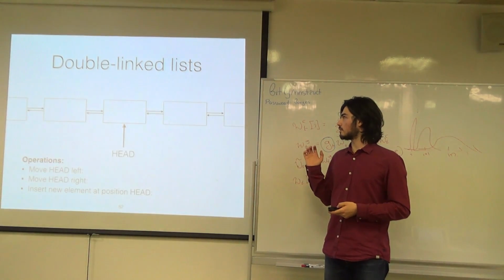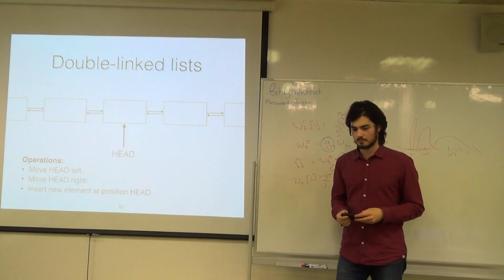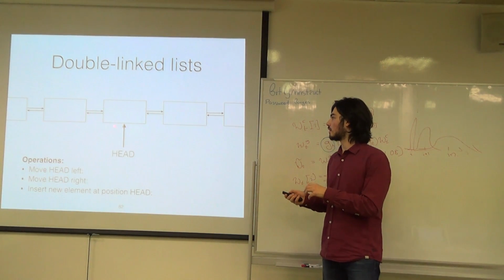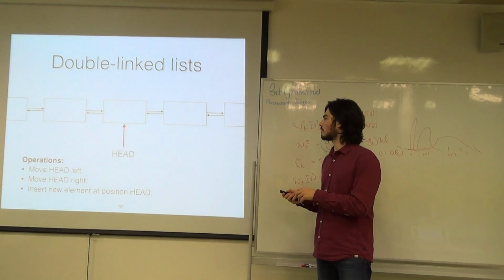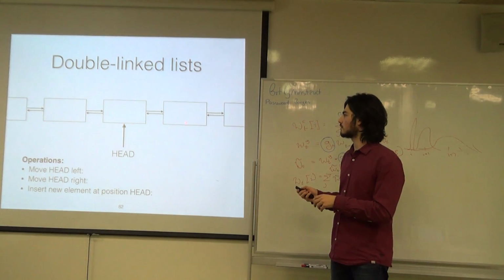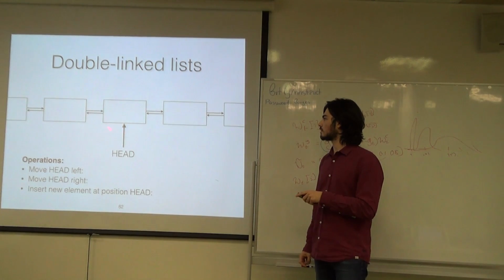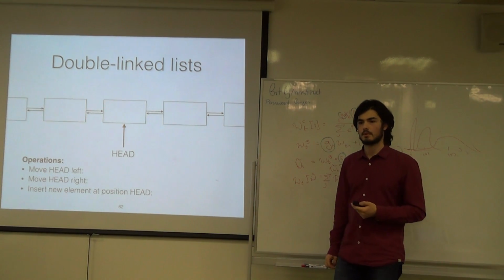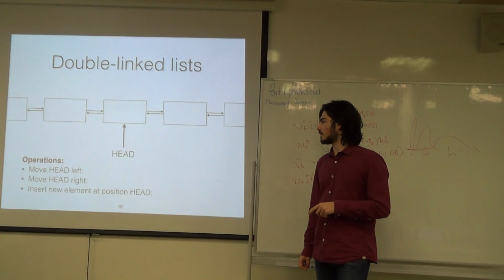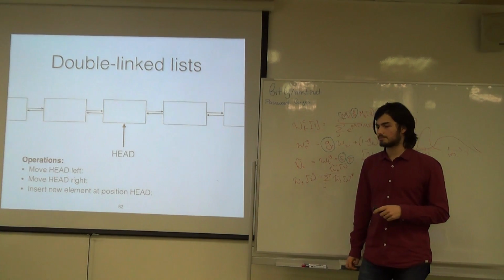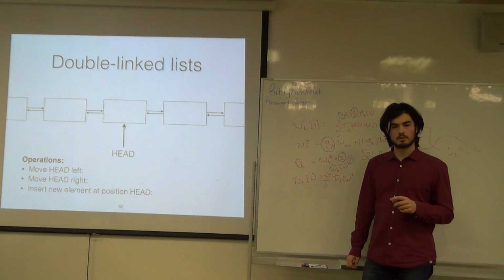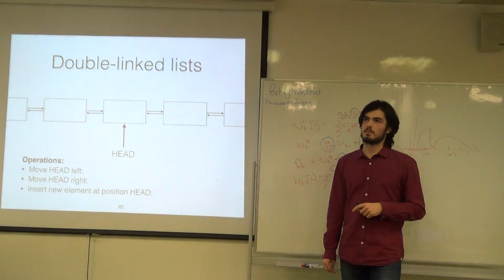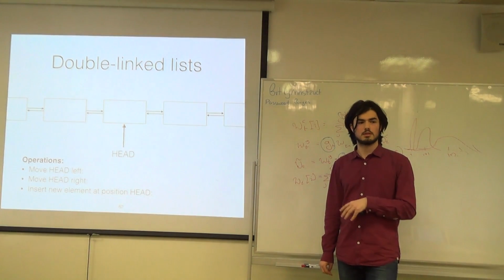Okay, so doubly linked lists. This is a data structure in which you have a head, and you can move the head either to the left or to the right, and you can read the current value, and you can also insert a new value. So here are the operations. Can you delete the value? Well, actually, I think they did not delete in the paper, but it is easily added.